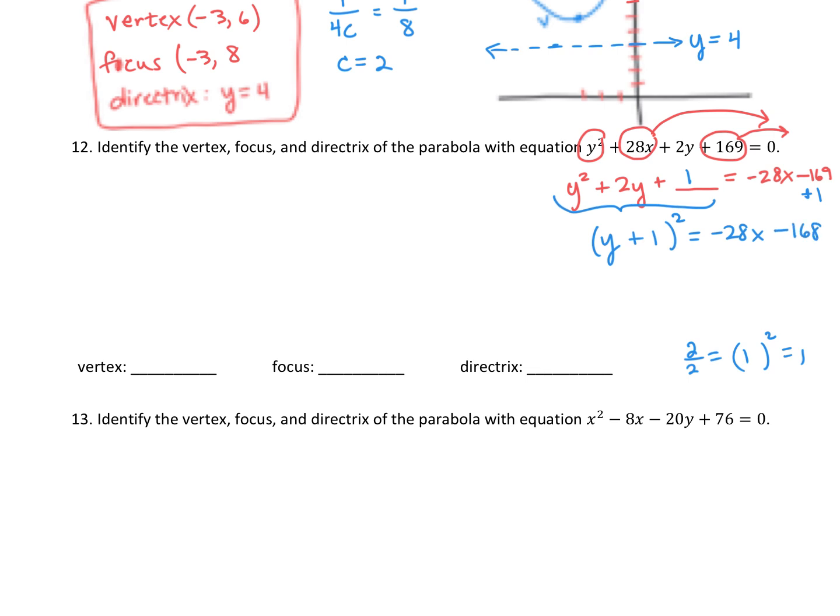Okay, so to get this equation in standard form, we do now want to solve for the other variable. Here's the x. This is going to end up being an x equals equation or parabola. It's going to open left or right. So to get this x alone, we'll start by adding 168 to both sides.